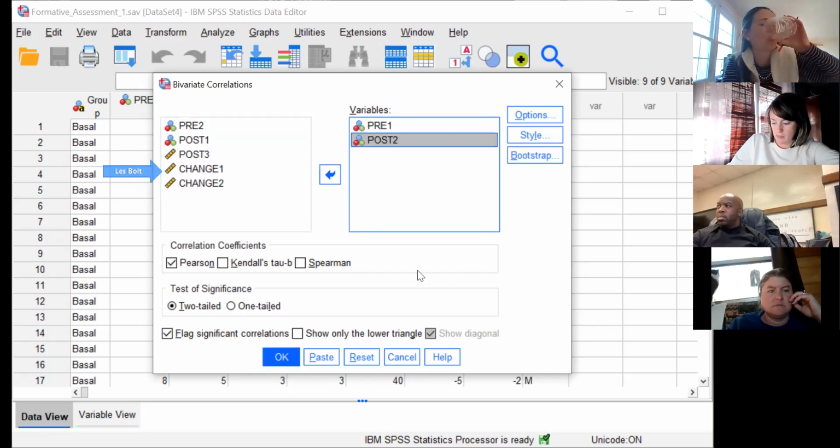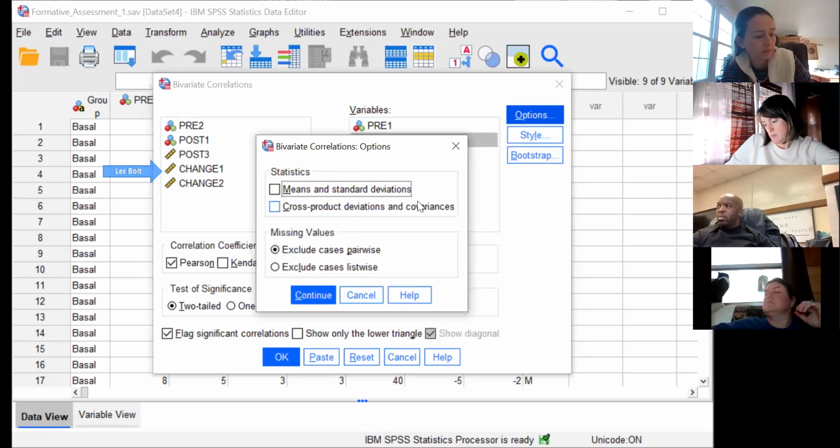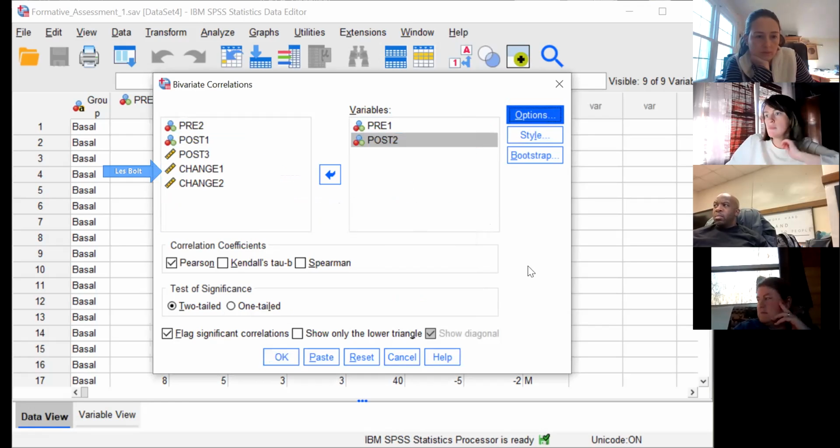So we need the 2 values. Options, yeah, we'll keep some stats with us so we can kind of know what we're talking about. It's 2-tailed. We're not thinking about whether it's going up or going down or whatever. It's 2-tailed. And flag significant correlations. In other words, we'll just accept all the default values.